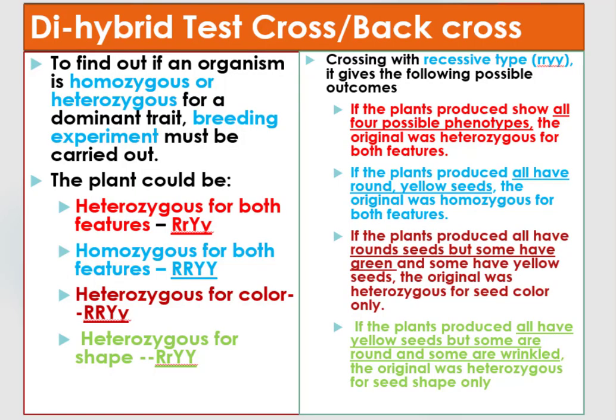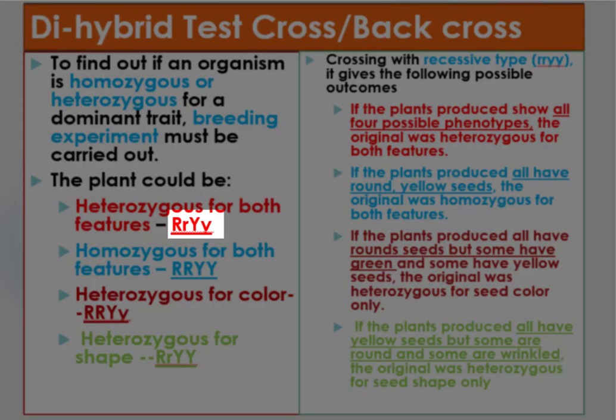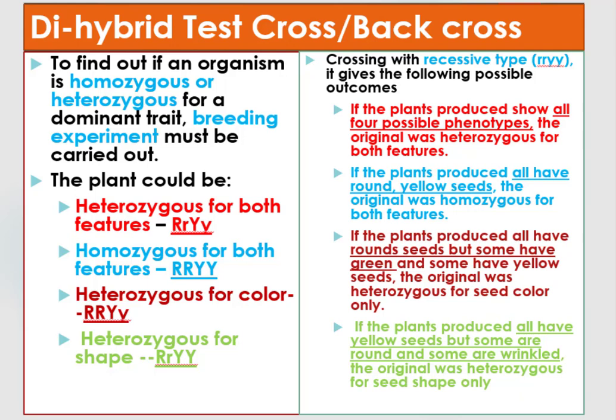In this case, the genotypes for dominant traits could be heterozygous for both features, that is, capital R, small r, capital Y, small y, or homozygous for both features, capital R, capital R, capital Y, capital Y, or heterozygous for color, capital R, capital R, capital Y, small y, or heterozygous for shape, capital R, small r, capital Y, capital Y. Crossing with the recessive type small r, small r, small y, small y, it gives the following possible outcomes.